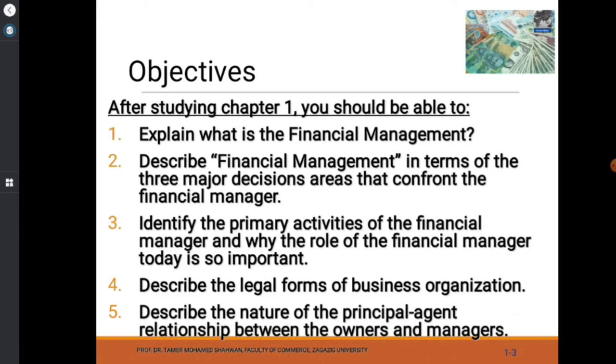After studying this chapter, you should be able to, number one, explain what is the financial management. Objective number two, you must be able to describe financial management in terms of three major decisions area that confront financial manager. Objective number three, you should be able to identify the primary activities of the financial manager and why the role of the financial manager today is so important. Objective number four, describe the legal forms of business organization. And finally, you must be able to describe the nature of the principal agent relationship between the owners and managers.